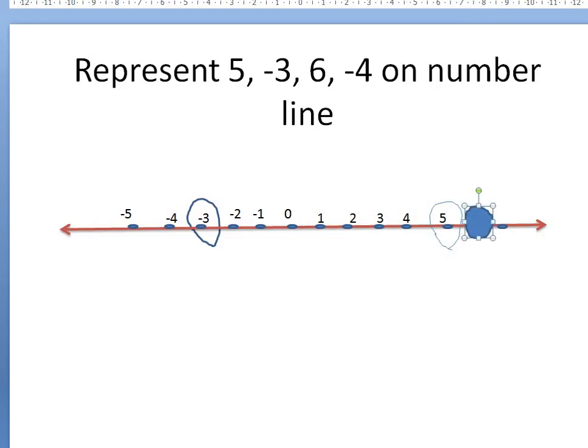Now you have to circle 6. Now also you have to circle at -4. With this we have represented 5, -3, 6 and -4 on number line.